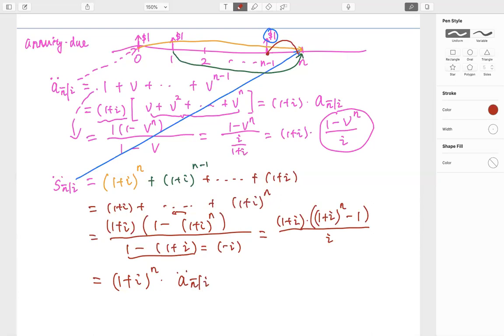Again, that is expected because this is at time 0. And if I want the accumulated value at time n, I need to multiply by the accumulation factor to the nth year. Okay, so that's annuity due.